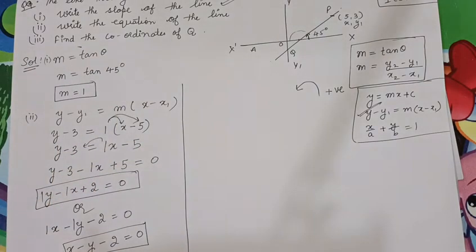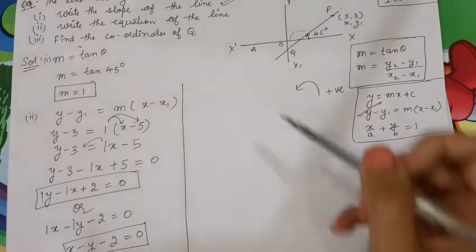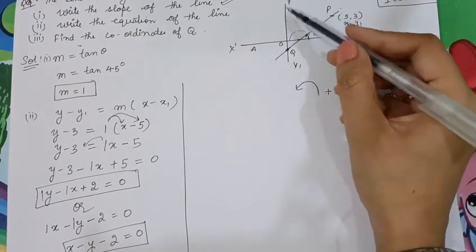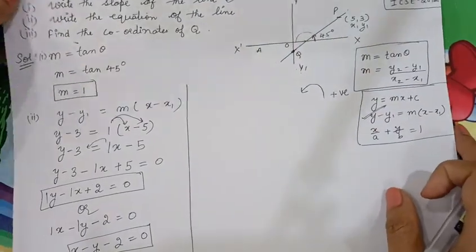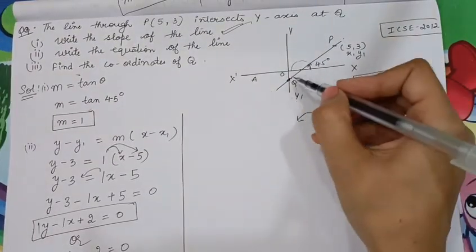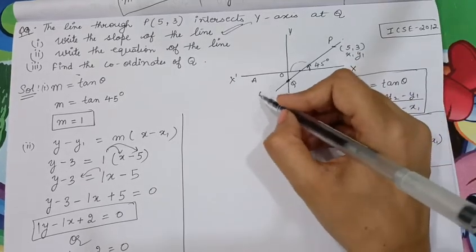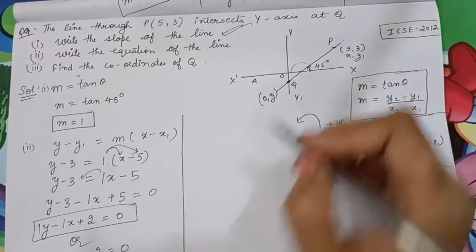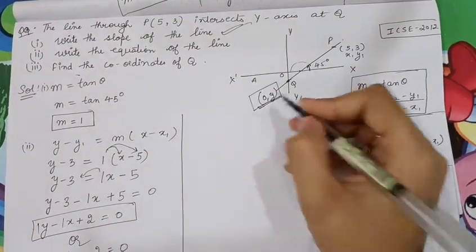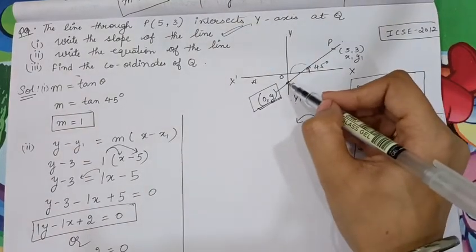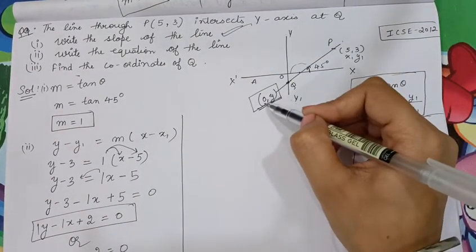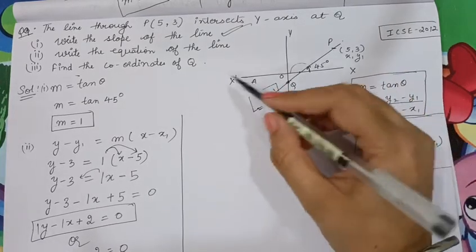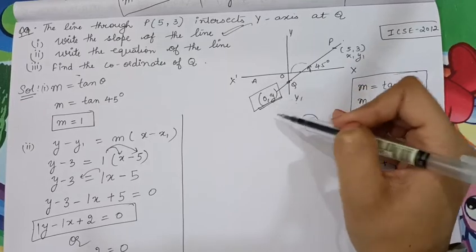Now we have to find the coordinates of point Q. You can see Q lies here. So Q is lying on the y-axis. If any point lies on the y-axis, that means the x value is 0 and it will have some value of y. So 0 comma y. Any point which lies on the y-axis, the value of x for that point is 0. So the coordinates of Q look like this.